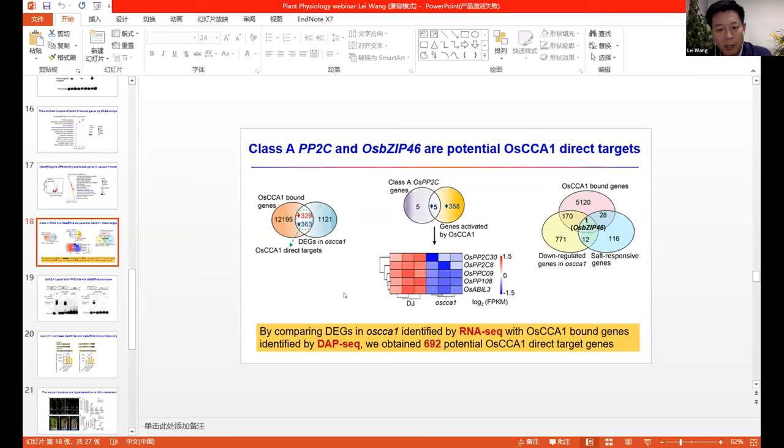I think in the future, we need to use this kind of feature to develop the super allele of OsCCA1. Probably the natural allele will be better to use for the breeding, for the design breeding in the future, I think.